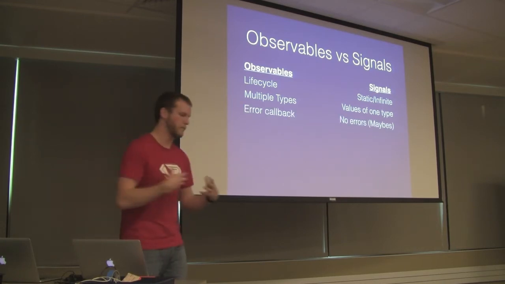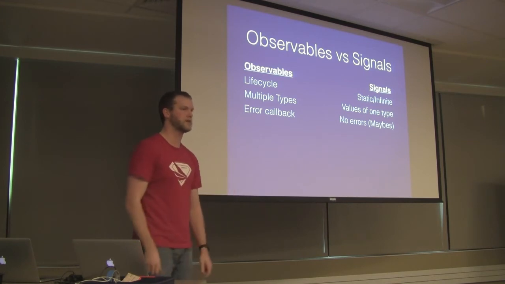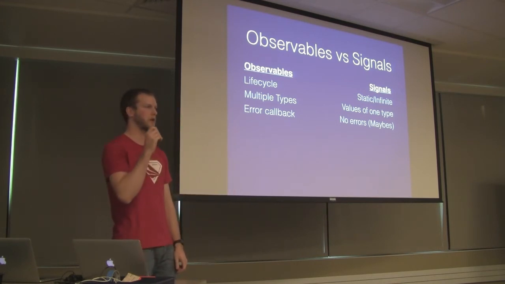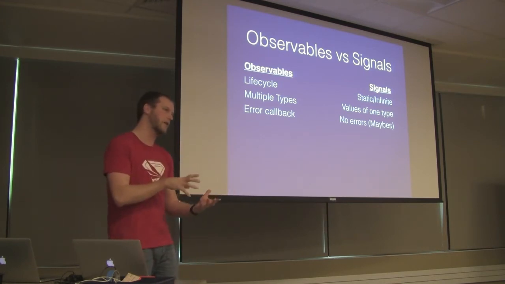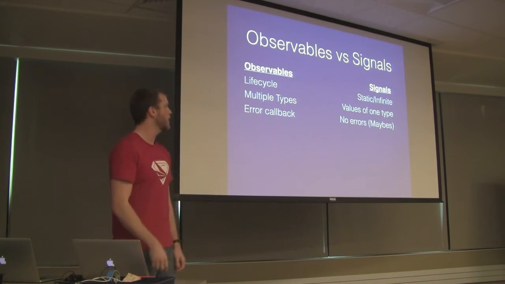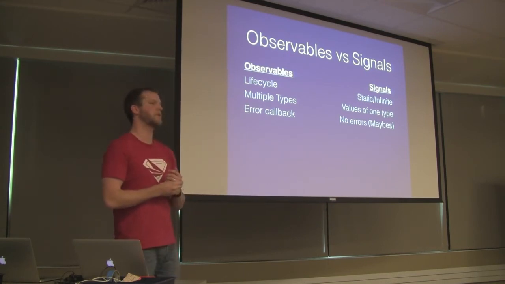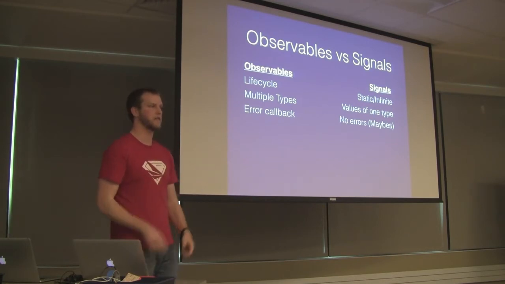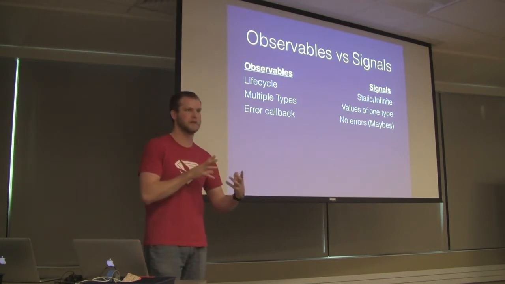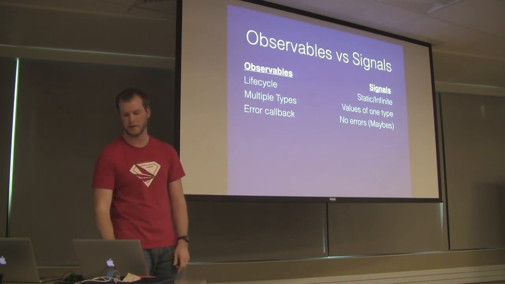Observables, while mapping over or producing values, can throw an error, and they will call an error callback that you optionally gave it when you created that observable. Signals don't produce errors. If a signal is capable of doing something like an error, the value it returns will use a maybe in some way, but there are no errors with signals.